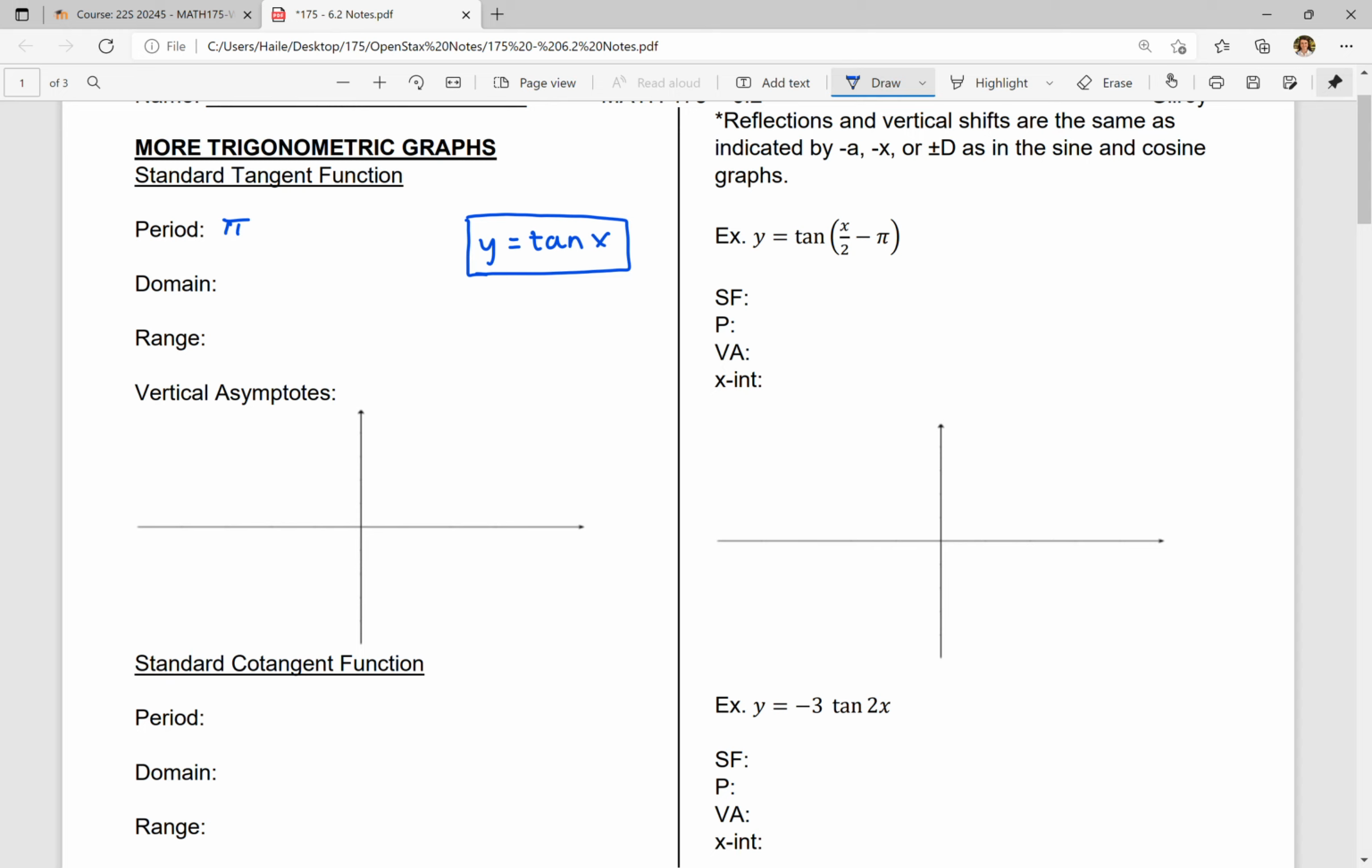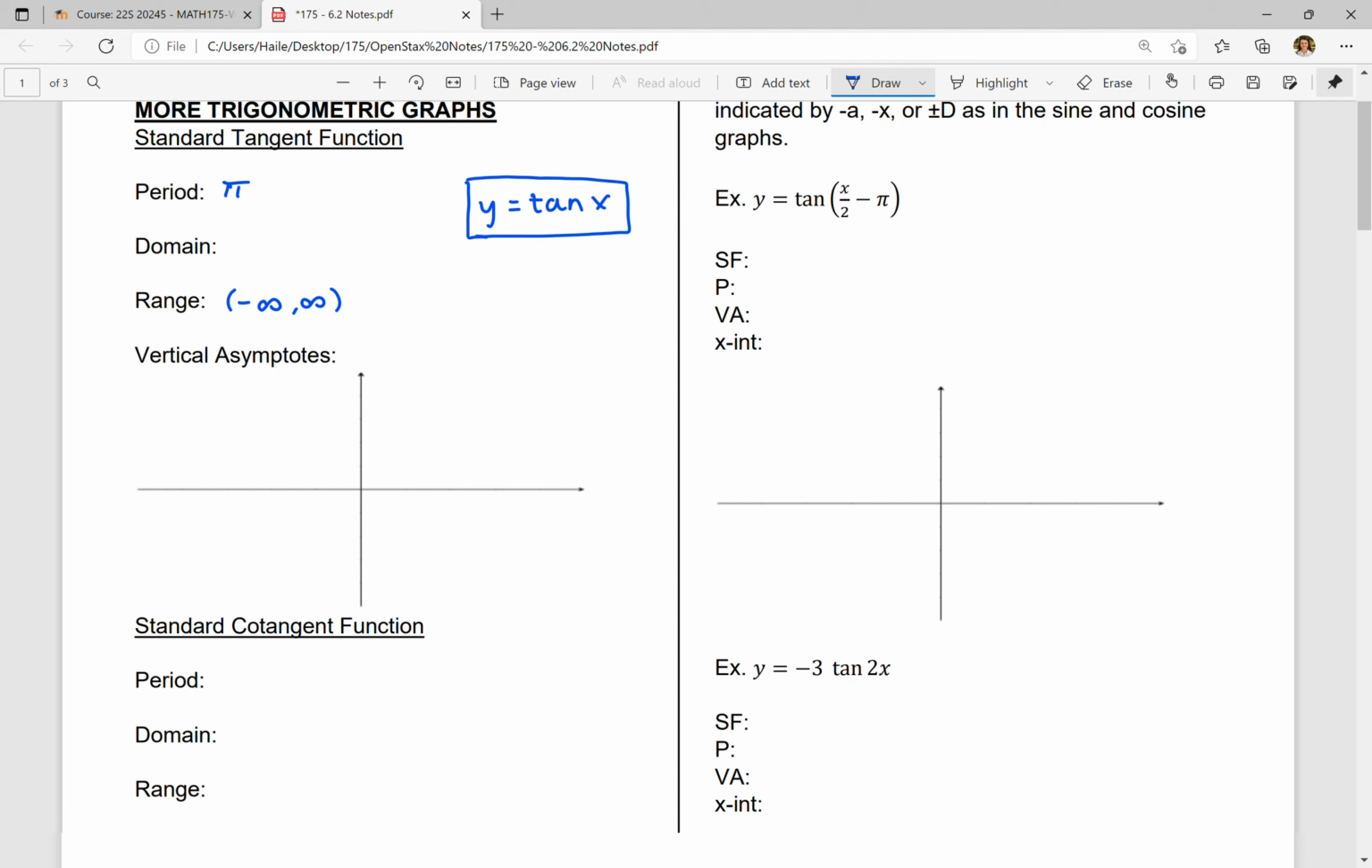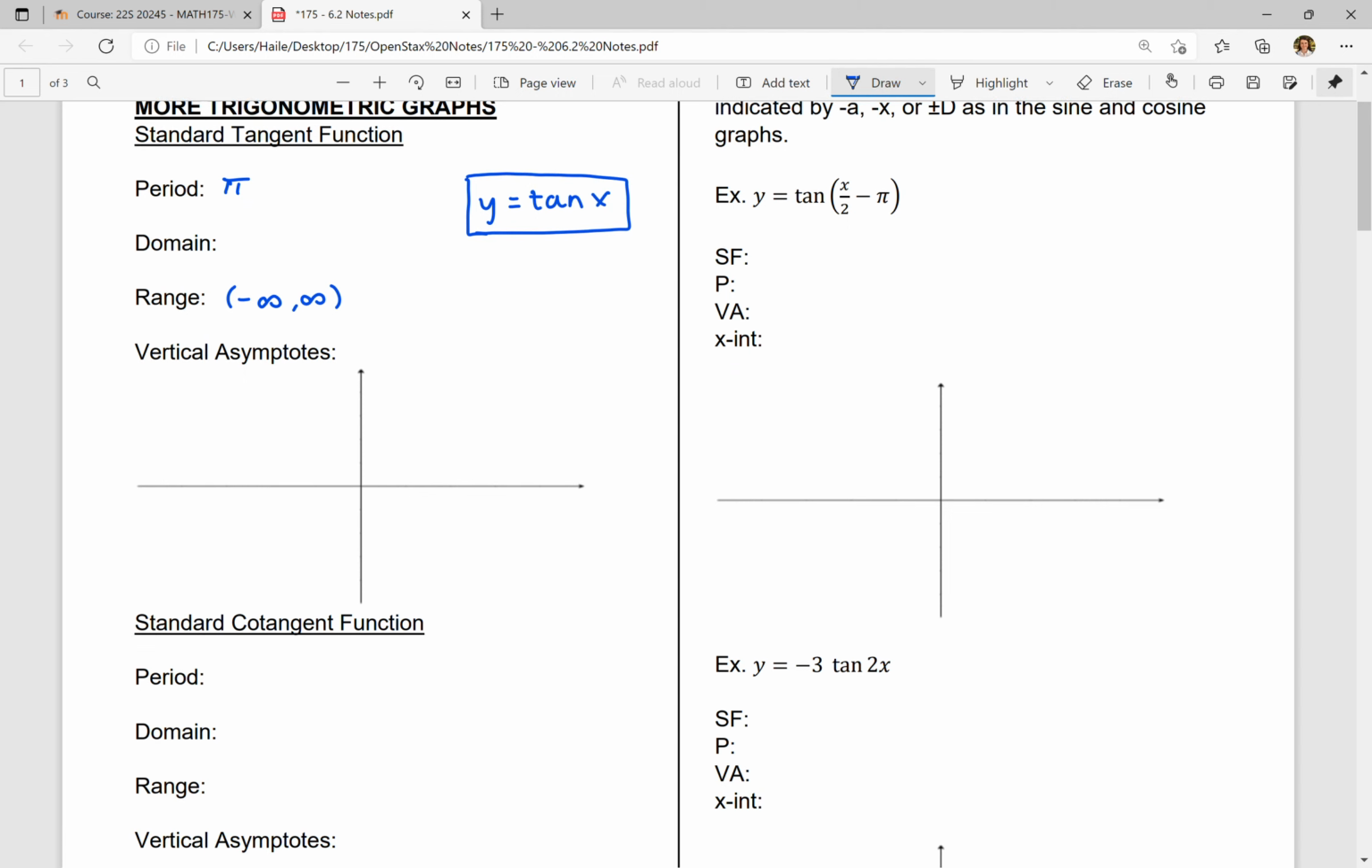The range of tangent is negative infinity to infinity, so we can achieve any value, but we have a restriction on the stuff we can plug in. So I'm going to graph the picture first, and then we're going to go back and talk about the domain, because I think that's a little bit easier. So the deal with tangent is, since we have restrictions on the domain, we're going to have some vertical asymptotes show up in our graph. So our picture is going to look like this.